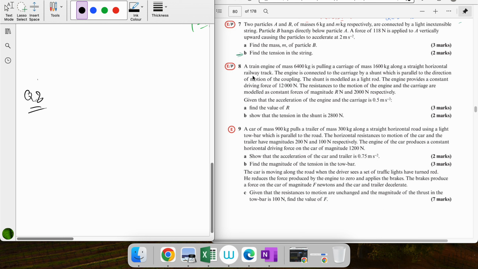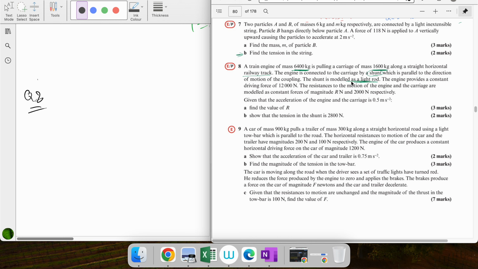Question number 8. A train engine of mass 6400 kg is pulling a carriage of mass 1600 kg along a straight horizontal railway track. The engine is connected to the carriage by a strut which is parallel to the direction of motion of the coupling. The strut is modeled as a light inextensible rod, so no mass. The engine provides a constant driving force of 12,000 newtons.